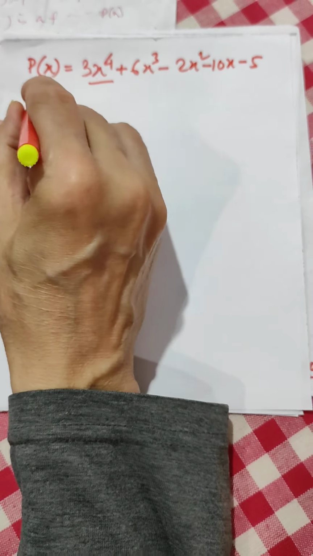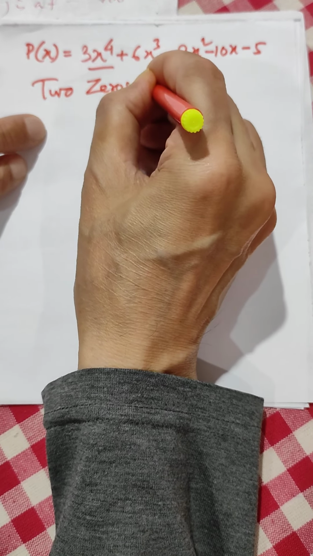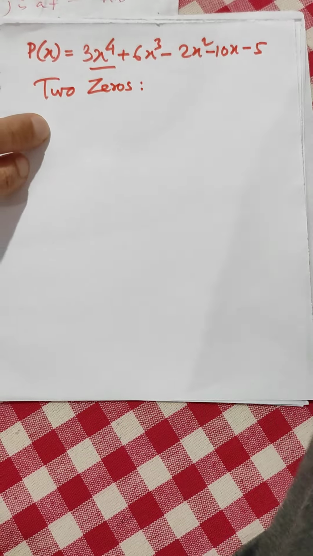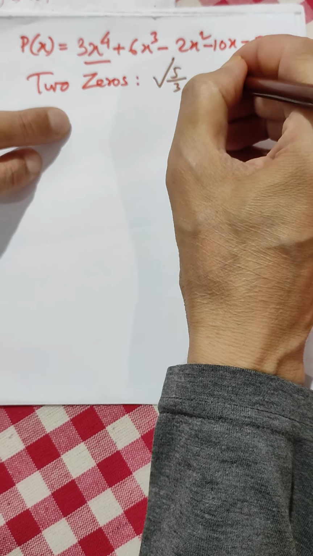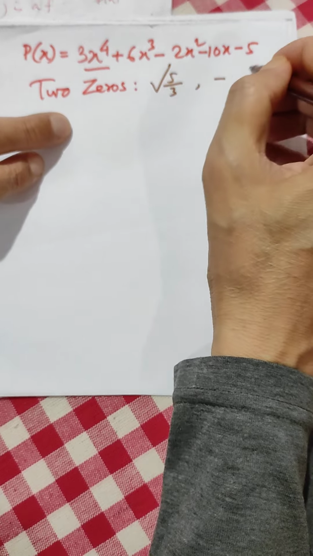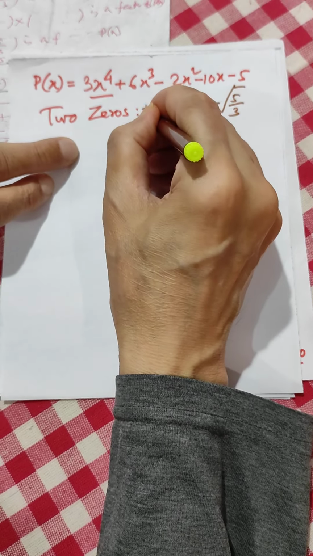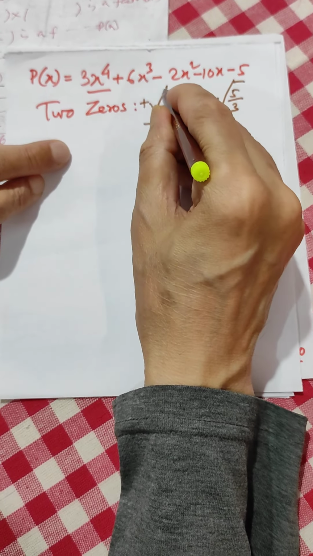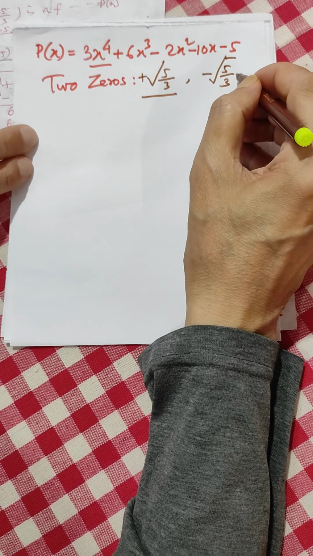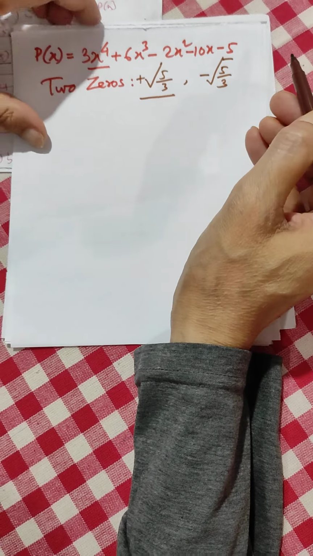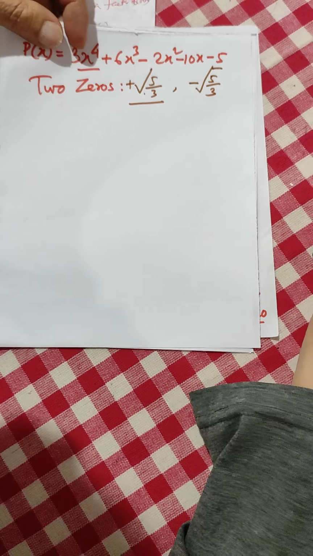Okay. Now 2 zeros are given. 2 zeros are given, what? 2 zeros are given: root 5 by 3 and minus root 5 by 3. So 2 zeros are given, plus square root of 5 by 3 and minus square root of 5 by 3. Okay. Now the question is, find the other 2 zeros. 2 zeros are given, then find the other 2 zeros. That is the question. Alright.